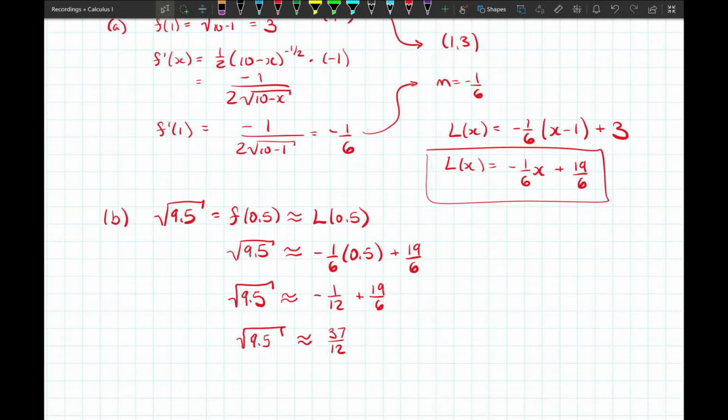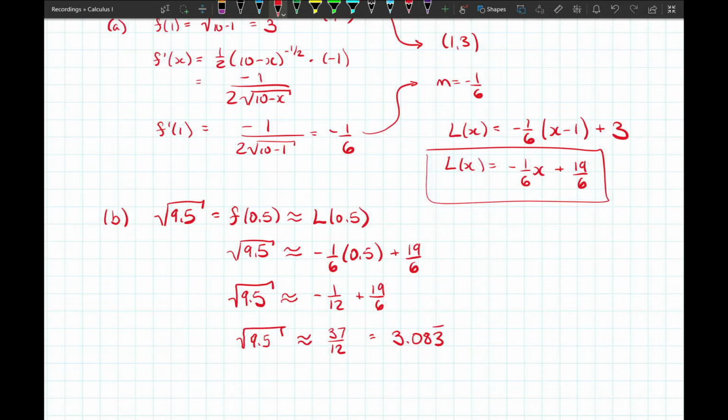Now, depending on how well you know fractions, you might be able to convert twelfths to decimals without using a calculator. Of course, you could also use long division here. 37 over 12, if you wanted that as a decimal, is going to be equal to 3.08 and 3 repeating.